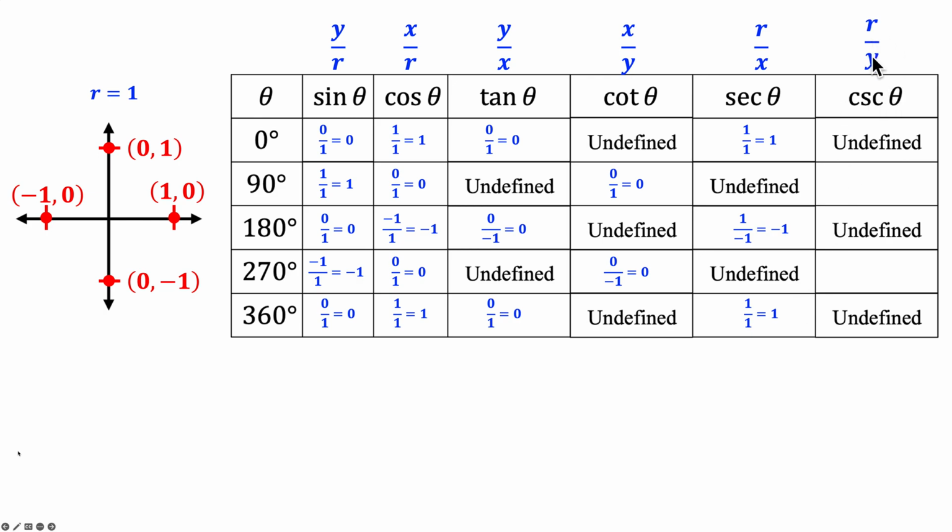Cosecant theta, which is r over y, which is the reciprocal of sine. 0 over 1, flip it, 1 over 0, that's why it's undefined here. 1 over 1 is still 1. 0 over 1 flipped is 1 over 0, undefined. Negative 1 over 1 is 1 over negative 1, still negative 1. And 360 is back to the answer we had at 0 degrees.